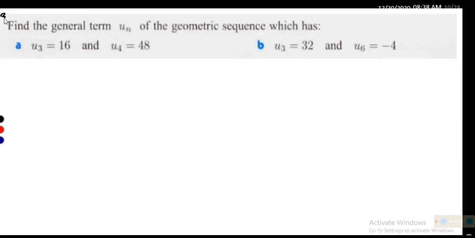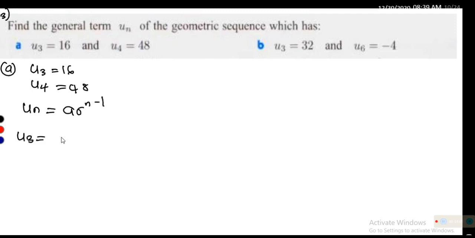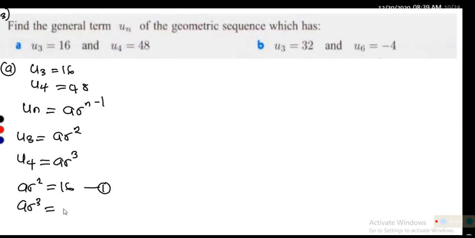Example 3. Find the general term un of the geometric sequence which has these terms. For A, we have u3 equals 16, u4 equals 48. We are looking for un. Un, of course, is AR raised to power n minus 1. So u3 can also be written as AR squared, and u4 can be written as AR cubed. So AR squared equals 16, call this equation 1. AR cubed equals 48, call this equation 2.